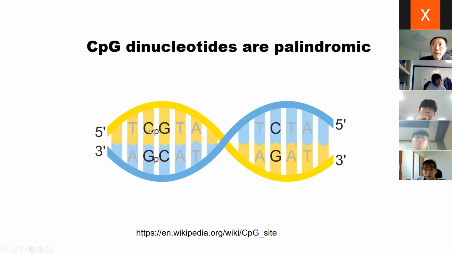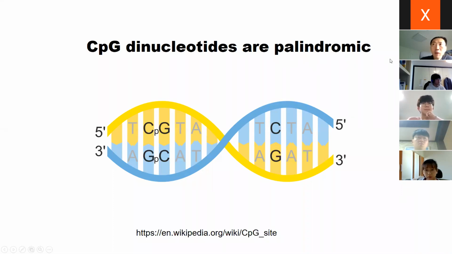If this works, then how about the other side? The other side, this partner is complementary with C, and C is complementary to G. On the other side, the direction is changing. If this is a CPG, you don't read this as GPC. You read from this direction, so this is also CPG. This kind of symmetric structure we call palindromic.